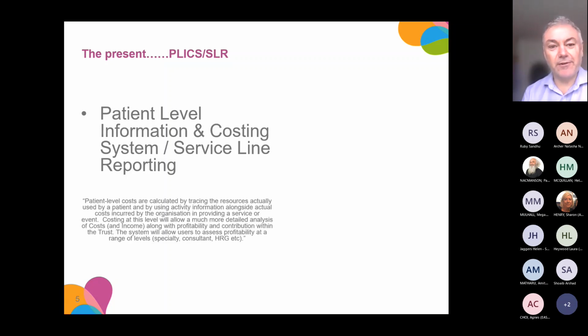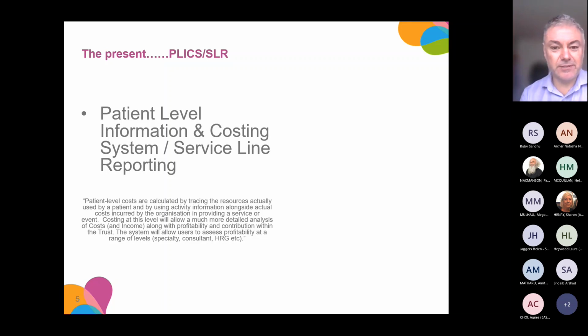So patient level costs are calculated by tracing the resources used by a patient and using activity information alongside the costs. So we basically provide a cost for each event that happens to a patient. Costing at that level allows much more detailed analysis of costs and income. And as I said earlier, we can then look at profitability and contribution within the trust, even for a patient.